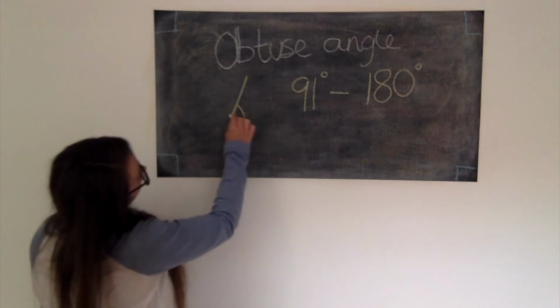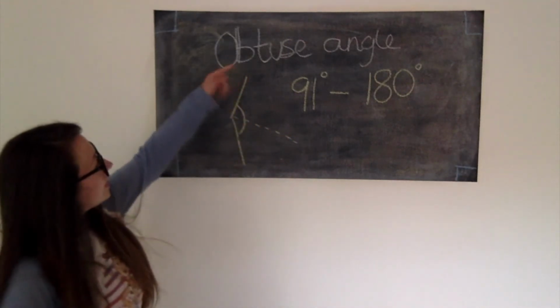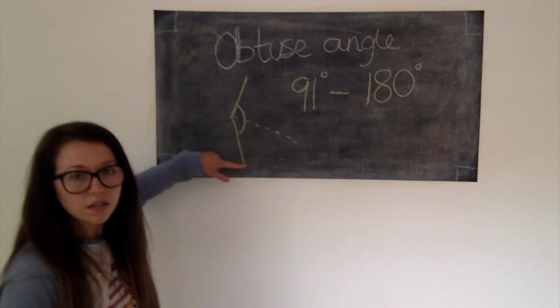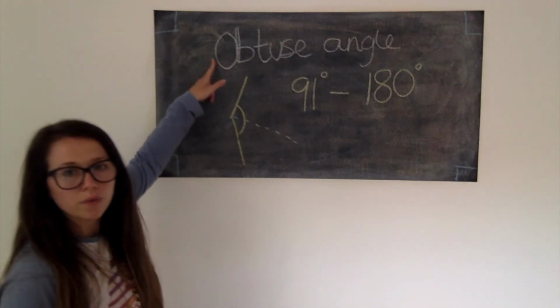So if we have a look here, this dotted line would be about a right angle, and we can see that between here and here it goes past our right angle, it goes past 90 degrees, so it's bigger than. So we would call it an obtuse angle, okay?